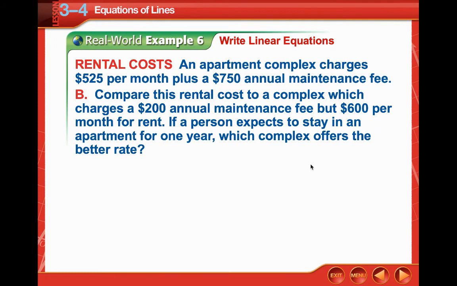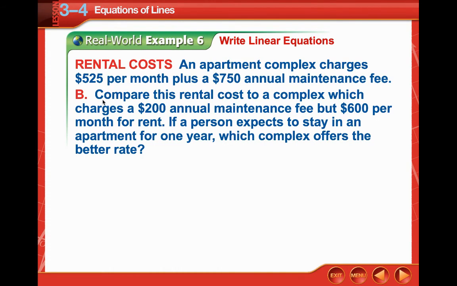Ooh, this one's a tough one. So what you want to do for this one is write it out. You're going to have 750 plus 525R equals A. So if you're going to be in there for 12 months at $525 per month, that's what you need to do: 525 times 12. And that is going to give you 6,300 plus 750, which is going to leave it at 9,000.